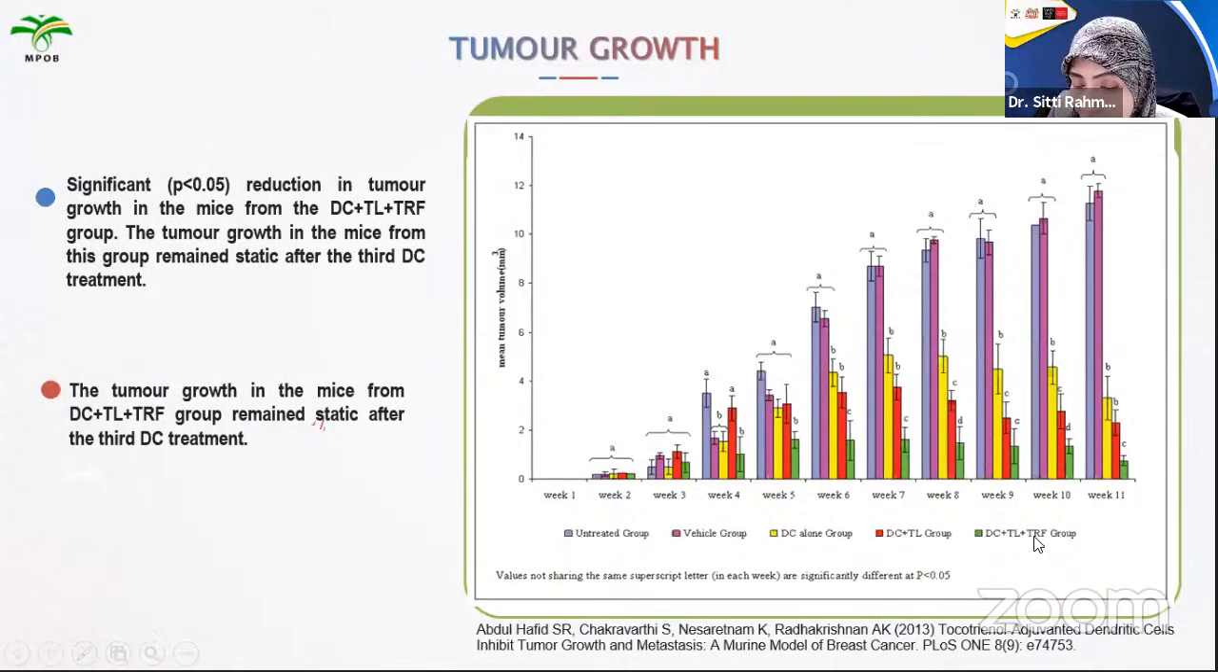This is our experimental group with the tocotrienol. We can see that the tumor size is quite low compared to the other group, which is untreated and vehicle. Vehicle means the group that we provide the treatment with the soya oil. You can see that's a bigger tumor size here.